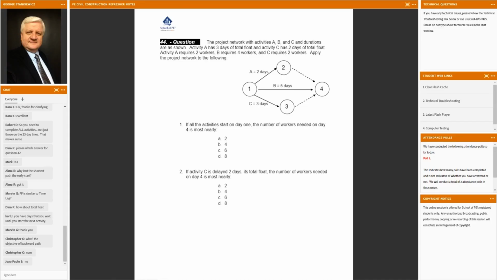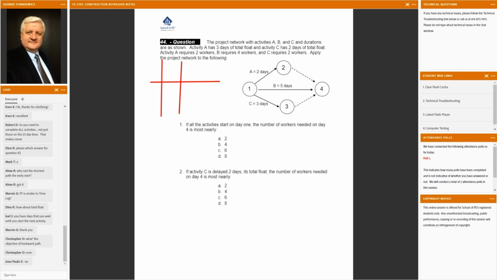So let's start this out. We see that we have a project network with activities A, B, and C, and the durations are as shown. Activity A has 3 days of total float. Activity B has 3 days of total float. Activity C has 2 days of total float.